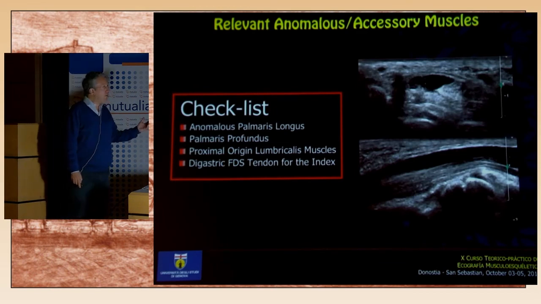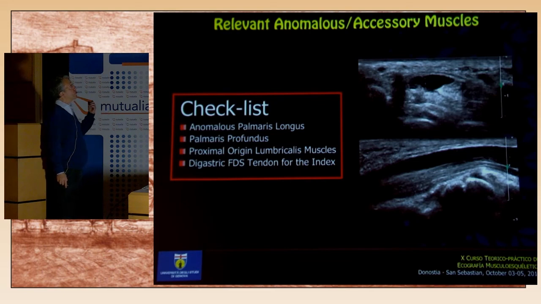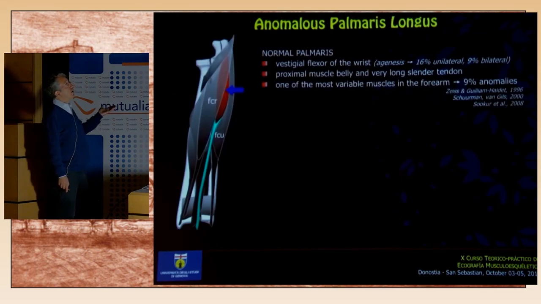And finally, we have a list of muscles. Don't forget them, because we have a lot of variants in the hand. These are just the most common anomalies.